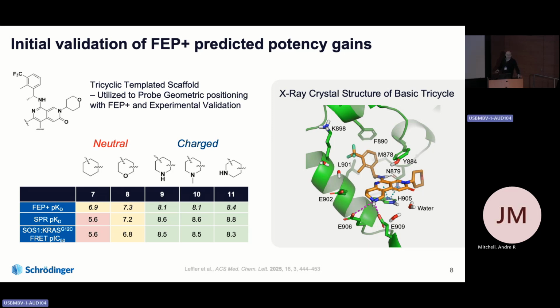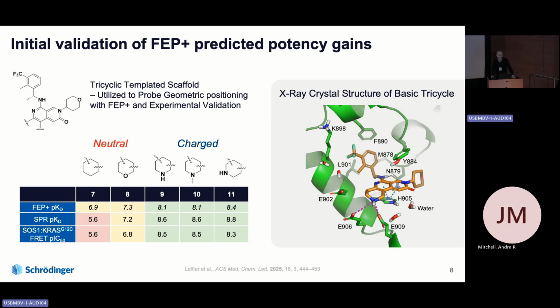To make sure that we were getting the right answer for the right reasons, we then subsequently got crystal structures of this tricyclic series. And indeed, what we found is that the basic group here, this nitrogen, is charged, and it recruits these two acidic residues, glutamate 906 and glutamate 909, to form a pair of salt bridges on the solvent-exposed perimeter of the binding site.